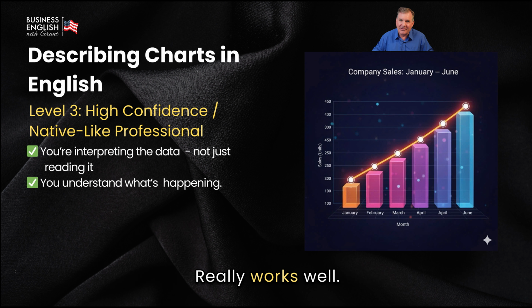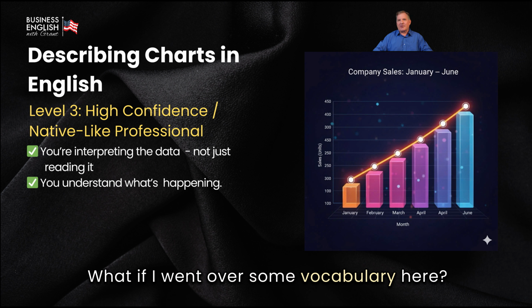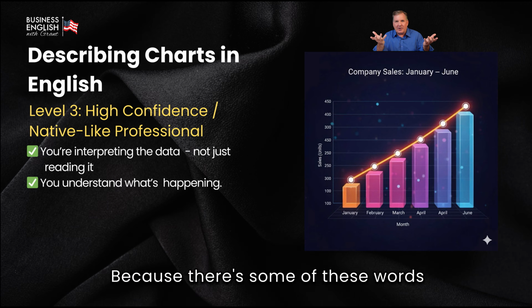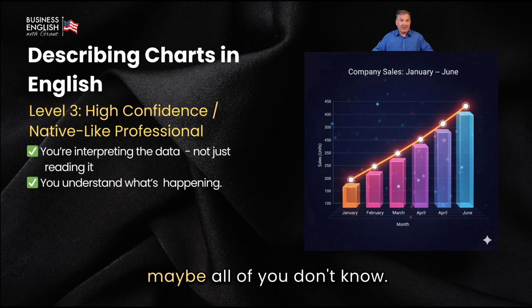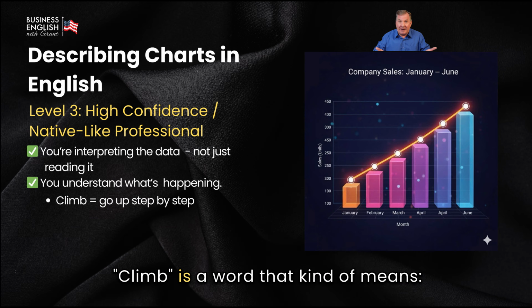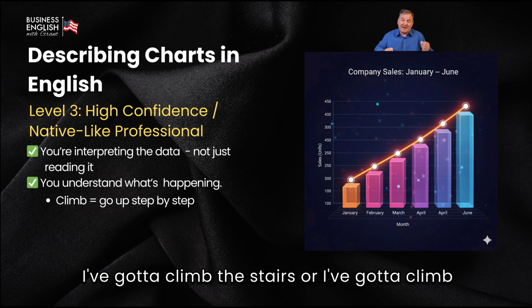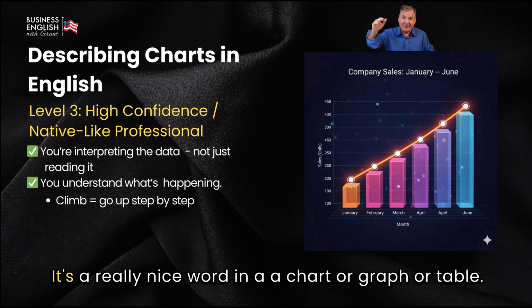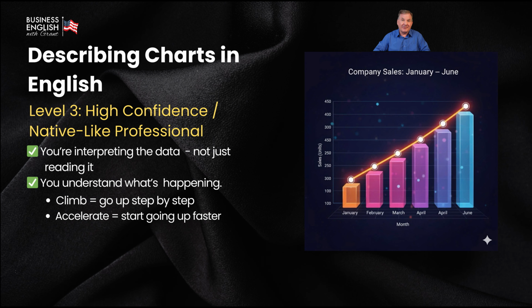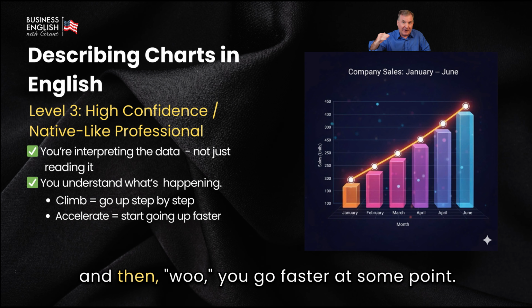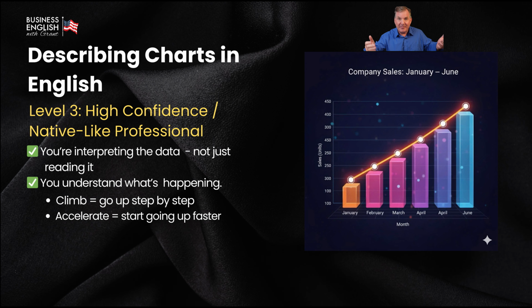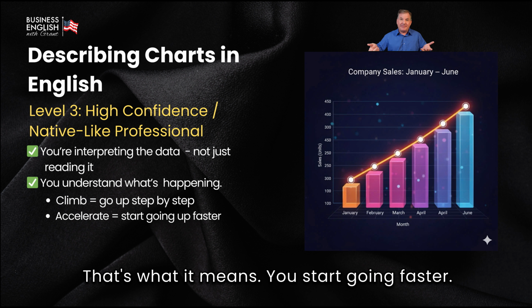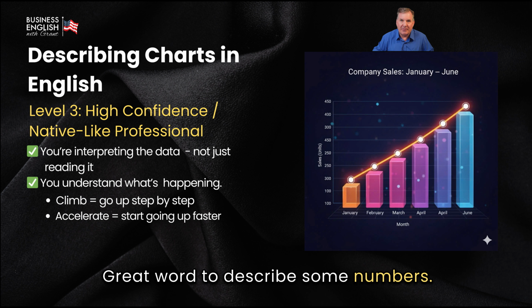It really works well. What if I went over some vocabulary here? Because there's some of these words I know that some of you, or maybe all of you, don't know. Climb is a word that kind of means I've got to climb the stairs or I've got to climb a mountain. It means to go up step by step. It's a really nice word in a chart, a graph, a table. Accelerate. Well, it means that you're going a certain speed and then, woo, you go faster at some point. That's what it means. You start going faster. Great word to describe some numbers.